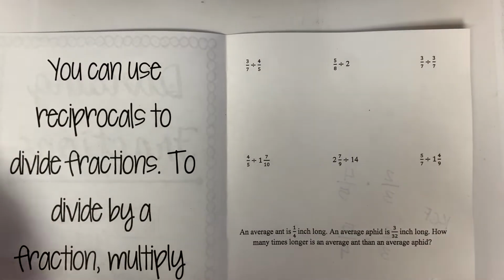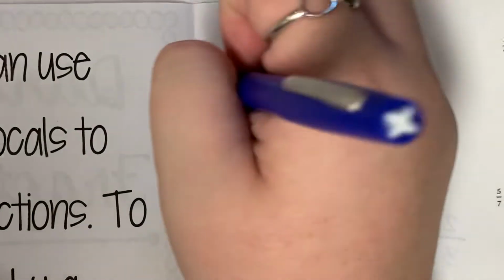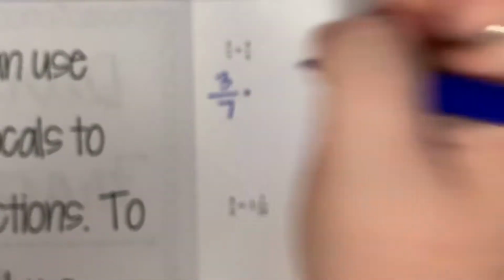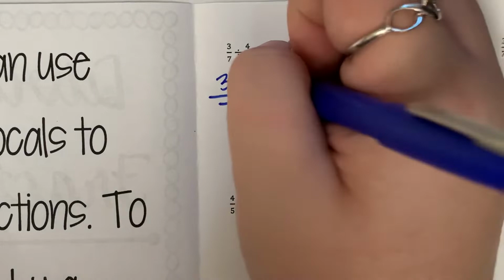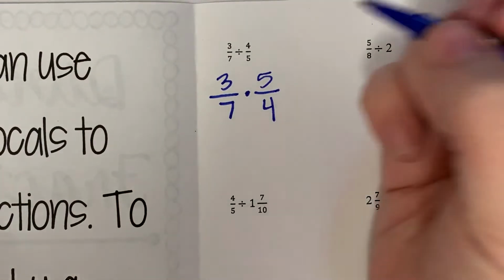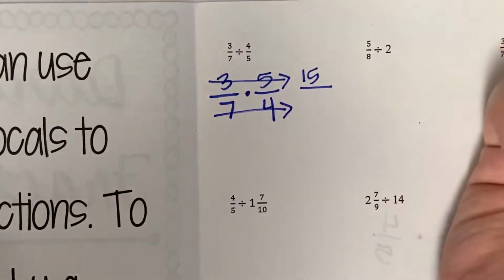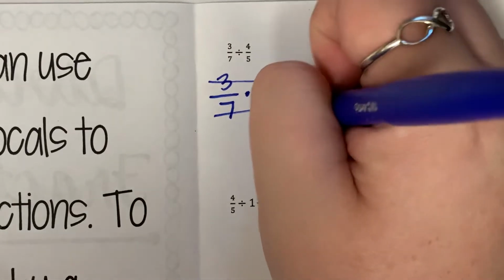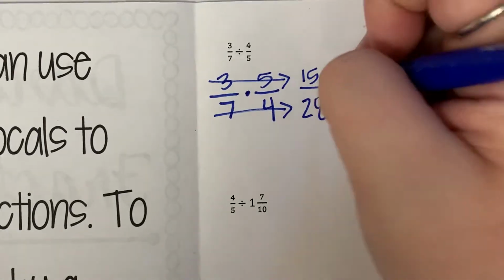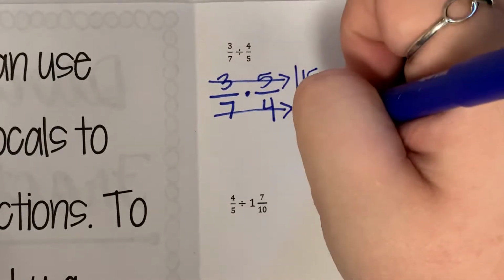Okay, so let's practice them. So we've got 3/7 divided by 4/5. So we're going to keep 3/7, change divide to multiply, and flip 4/5 becomes 5/4. And now we can multiply straight across like we have been doing. 3 times 5 is 15. 7 times 4 is 28. And then you just check to see if this reduces. It doesn't, because the only thing this is divisible by is 3 and 5, and this one is not divisible by those.